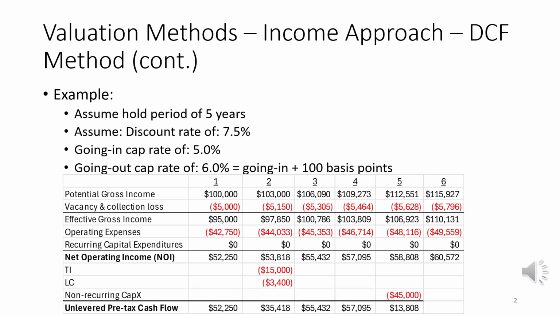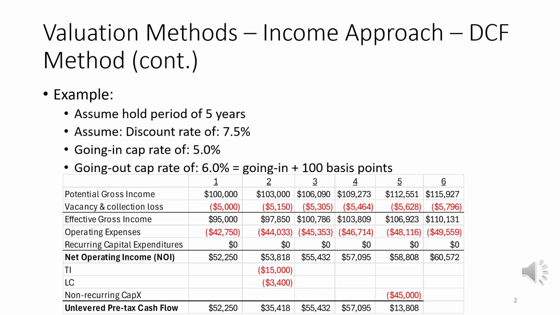Let's take a look at an example here. So let's make a couple of assumptions. Let's assume that our hold period is about 5 years. We have a discount rate of about 7.5%. Our going in cap rate is 5%. So when we purchase it in period 0, we use a cap rate of 5%. And we are going to assume a going out cap rate of 6%, which, because we couldn't find any information, we took our going in cap rate of 5%, added 100 basis points, or 1%, for a total of 6%.